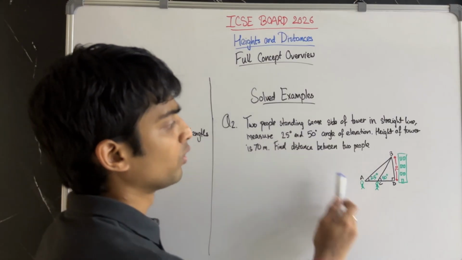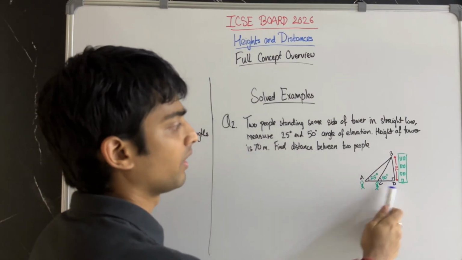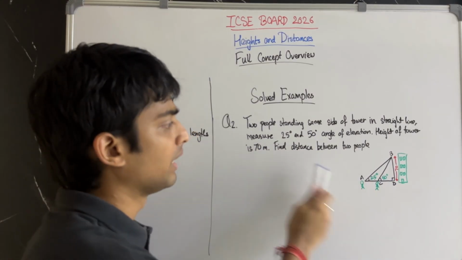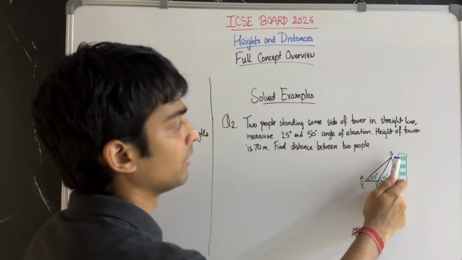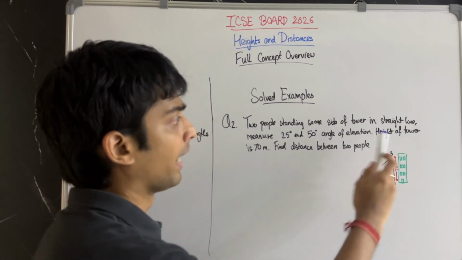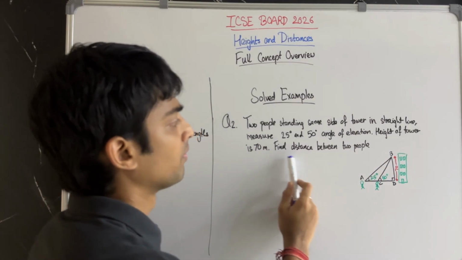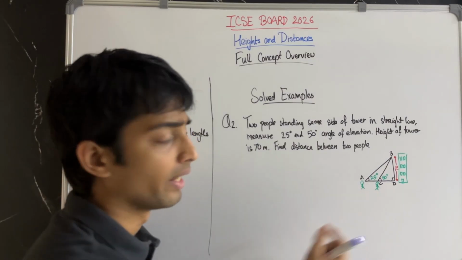Two people standing on the same side of the tower in a straight line measure angle 25 degree and 50 degree elevation angle. Height of the tower is 70 meter. Find distance between the two people. We have to find the length AC.